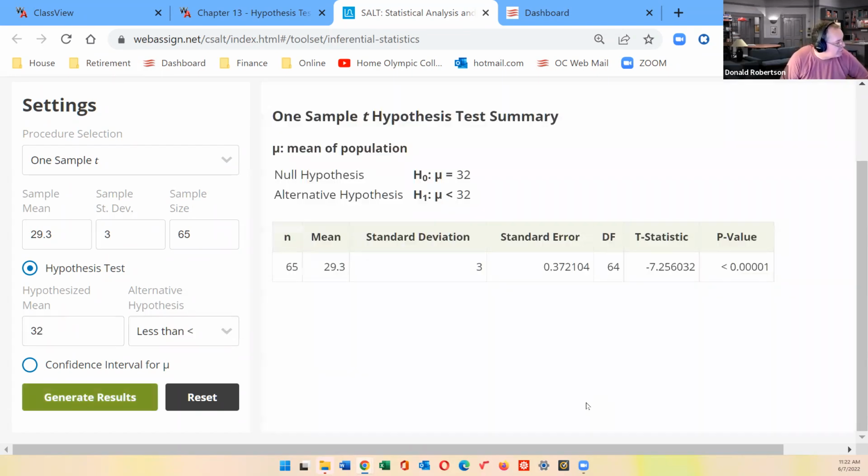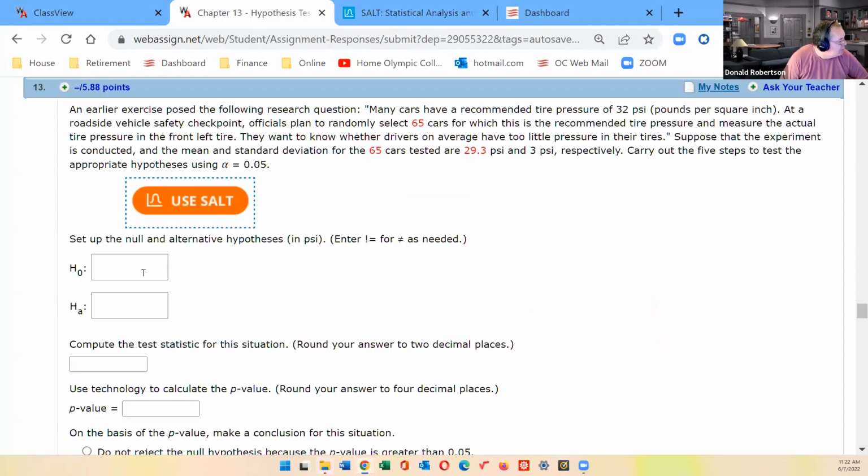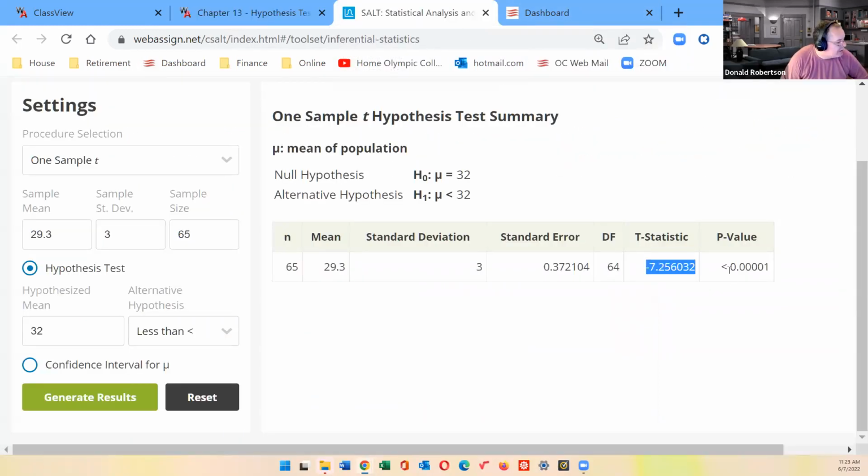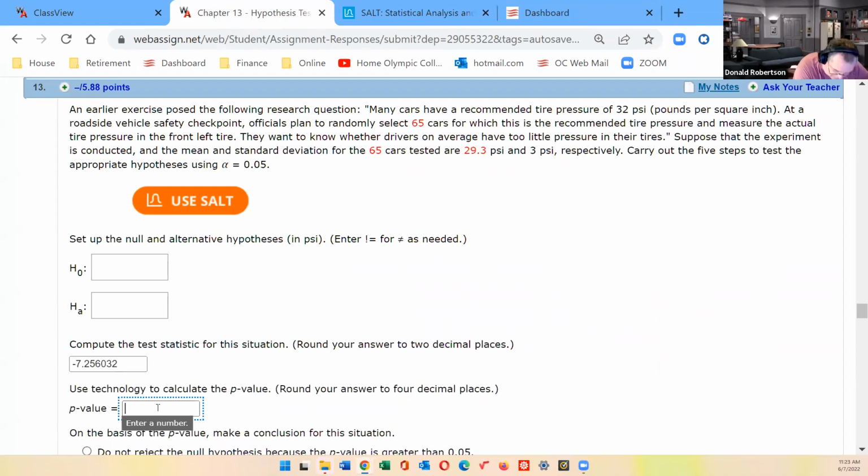So when I hit generate results, can you see it? It actually does your null and alternate. They call it H naught and H1, but HA is the same thing, right? 32. And so I want a test statistic, which is going to go there. And I also want the p-value, which is going to go here.